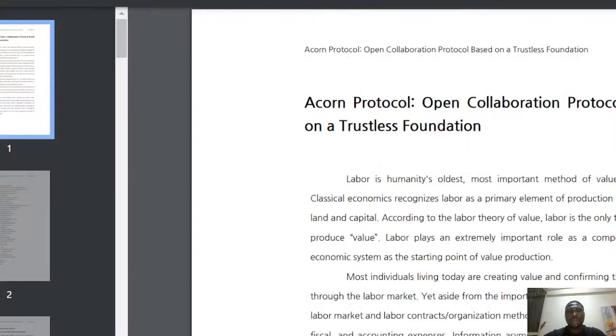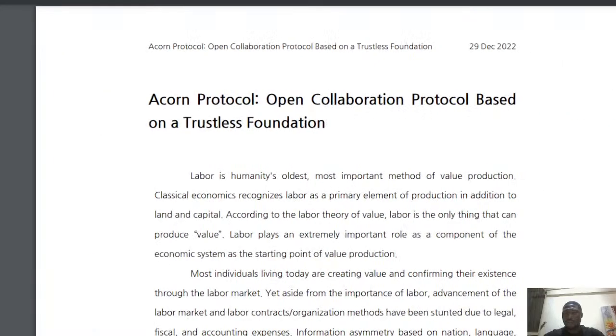So let's check out, you can see here, this is actually their white paper. Let's check out the white paper to get more understanding about what they're actually talking about.